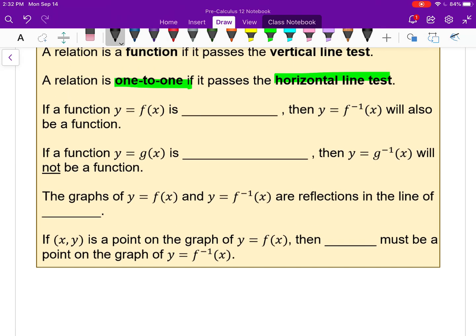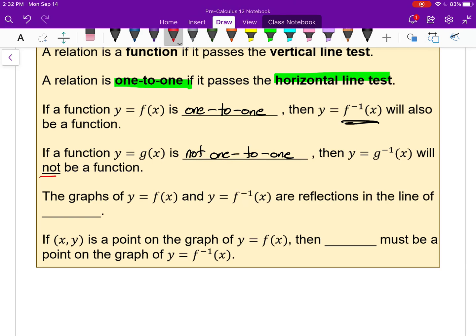So if some function is one-to-one, then its inverse, and remember this means the inverse, will also be a function. And the flip side is true. If something is not one-to-one, then its inverse will not be a function.